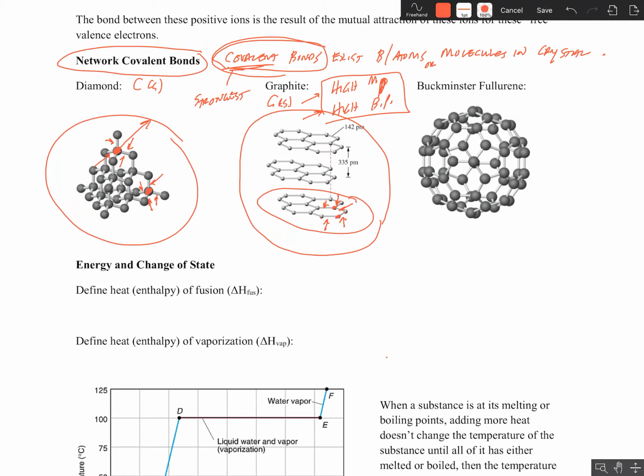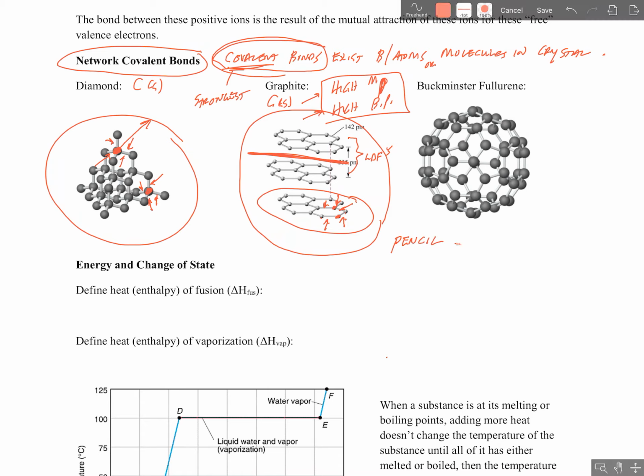But here's the interesting thing about graphite. Between the layers, they are held together by London dispersion forces. So between the layers, it's a much weaker force of attraction. That's what gives graphite a pretty cool property. Take, for example, your pencil. When you write with a pencil, you're not writing with pencil lead. You're actually writing with graphite.